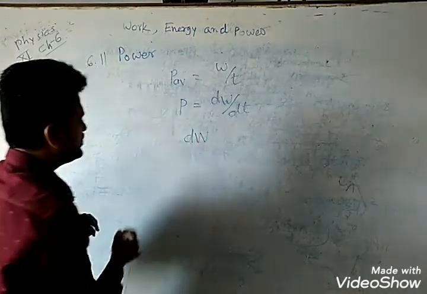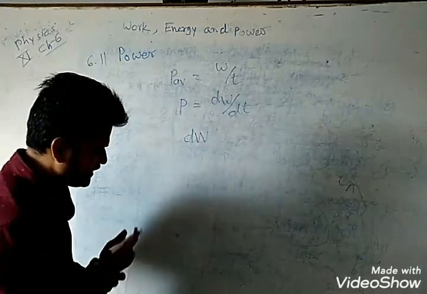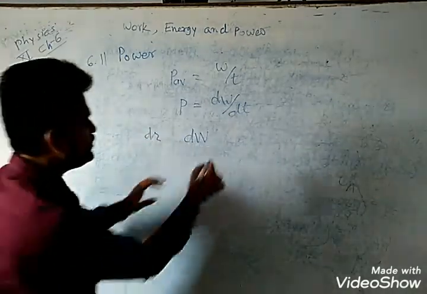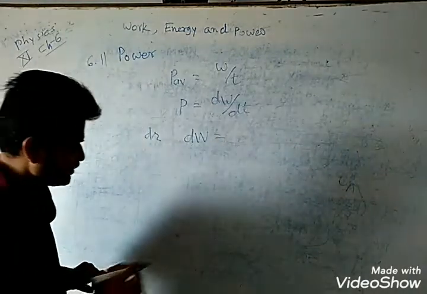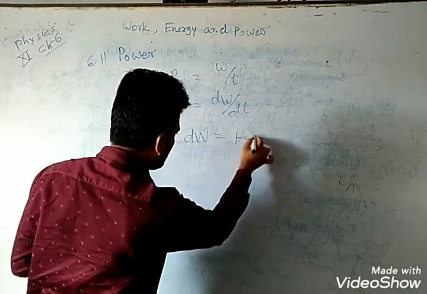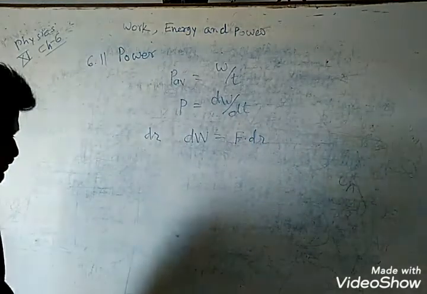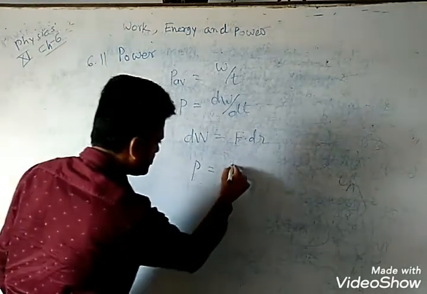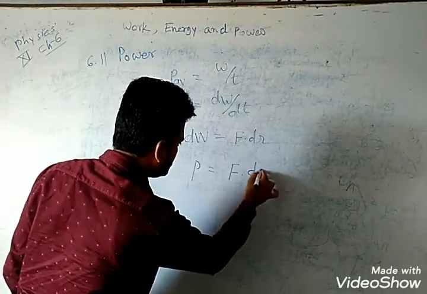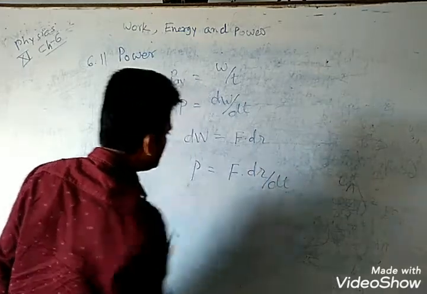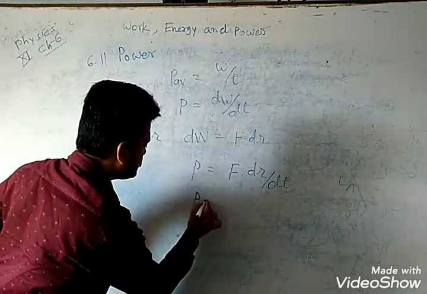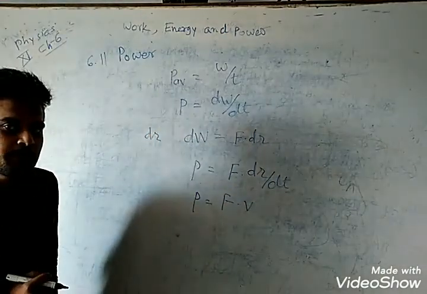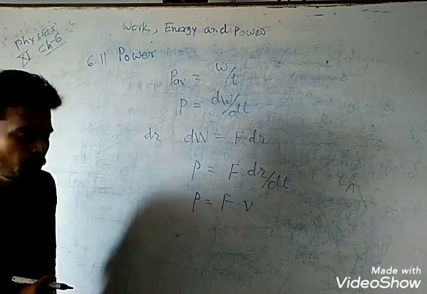for a displacement of dr, dW is equal to F into dr. So now power P is equal to F dr upon dt. So P is equal to F into v. Okay, P is equal to F into v.